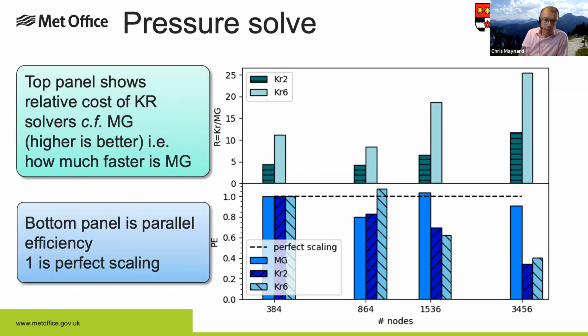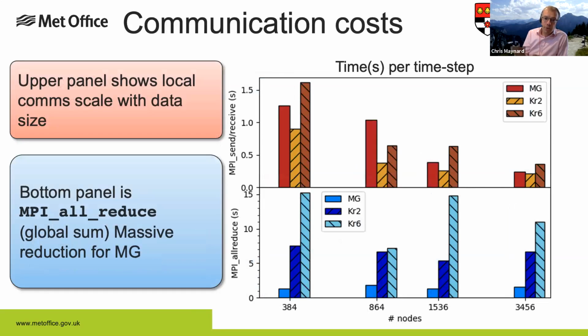The bottom panel shows parallel efficiency. One is perfect scaling, and you can see in the pale blue solid sticks that the multi-grid solver, which has much less global communication, stays much closer to 1, whereas the Krylov subspace solvers fall off. So again, by changing our algorithm, we can reduce the amount of communication we're doing. We can look at the costs of doing those halo exchanges, and the cost of MPI allreduce, which is the global sum, which we see in those plots.